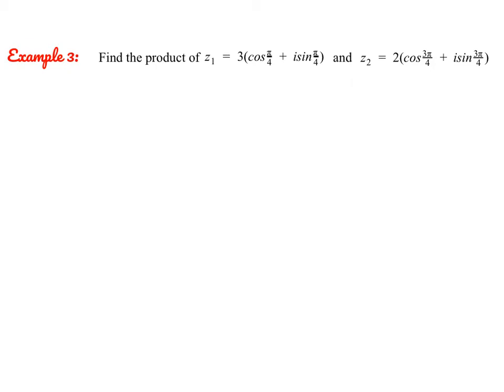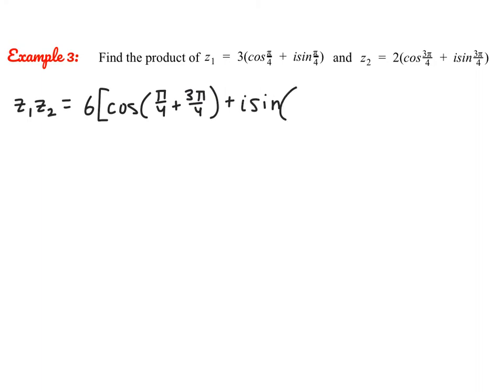So let's give this first problem a try. Here we're going to be multiplying two complex numbers. To find the product of z1 and z2, first we multiply our r values. So we have 3 times 2, which is 6. And then all we have to do is add up our angles. So we're going to find the cosine of pi over 4 plus 3 pi over 4, and then i sine of the same thing, pi over 4 plus 3 pi over 4. And now we just have to simplify.